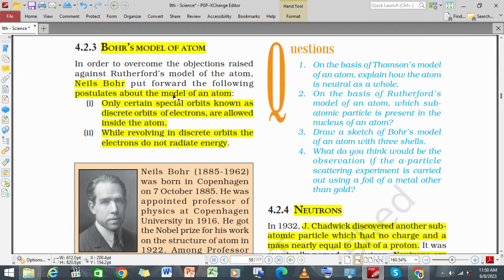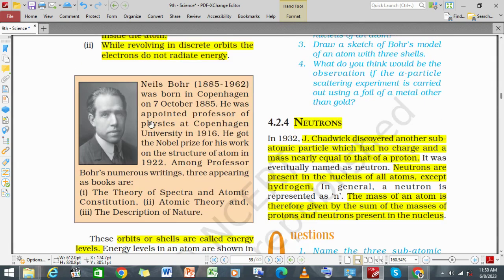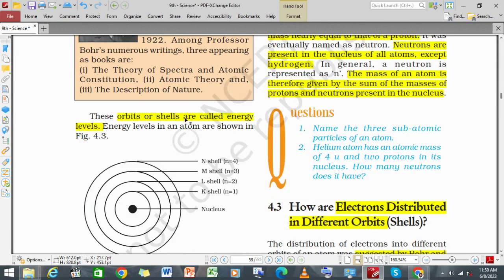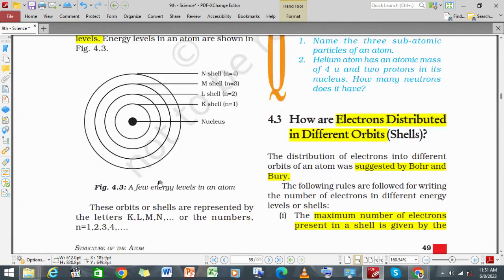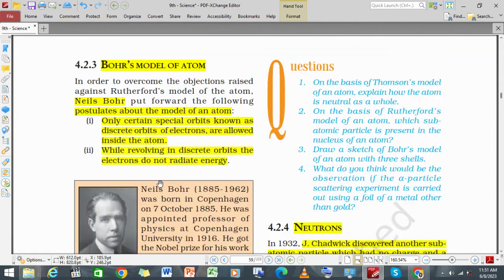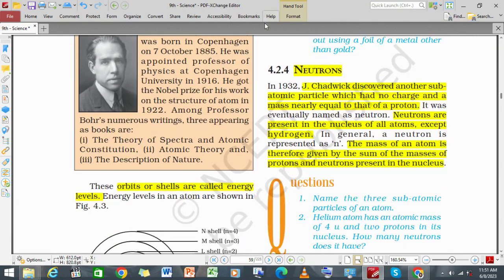This was Niels Bohr. He said that specific orbits, known as the discrete orbits of electrons, are allowed inside the atom. Now the orbits or shells are called energy levels, that is K, L, M, N. K can hold two electrons, L is 8, M is 32. Here it has been given K, L, M, N, O.